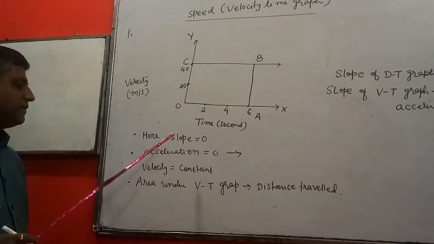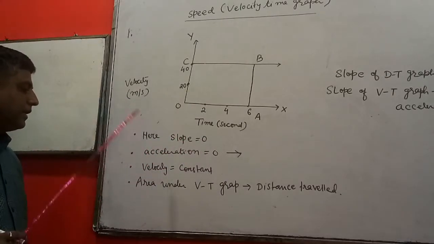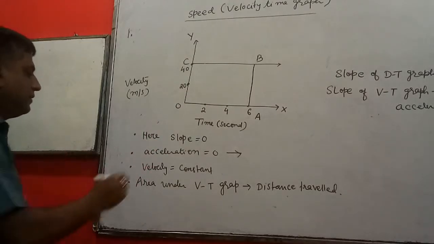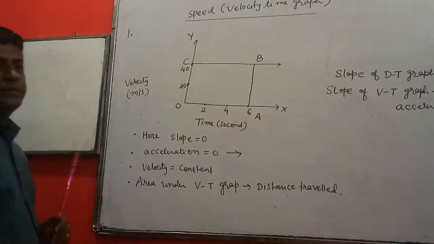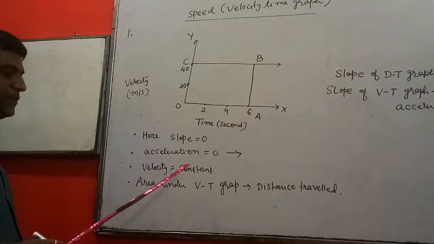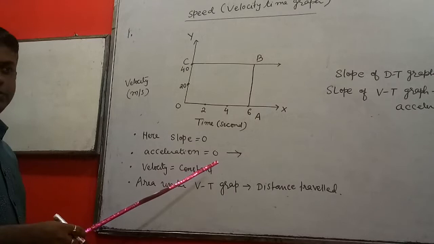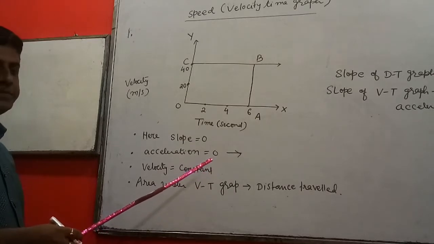In this case, what can you say? Velocity is constant. When velocity is constant, acceleration will be 0. There is no change in the acceleration.